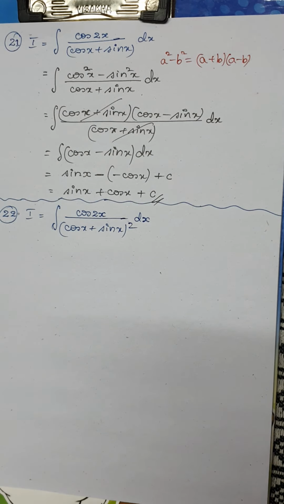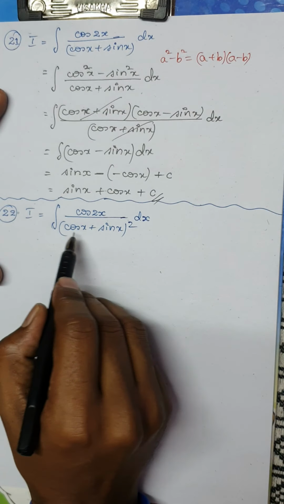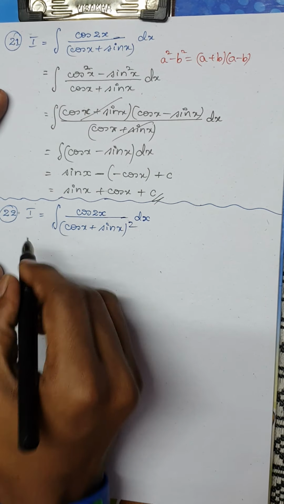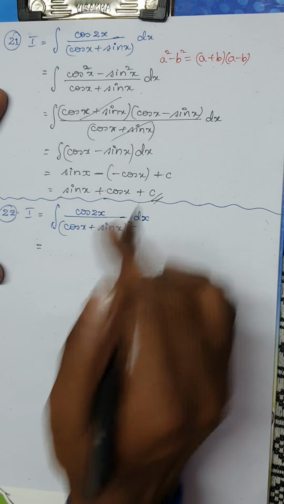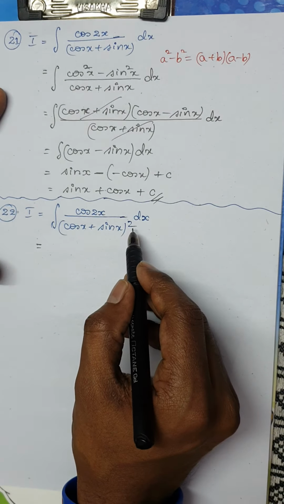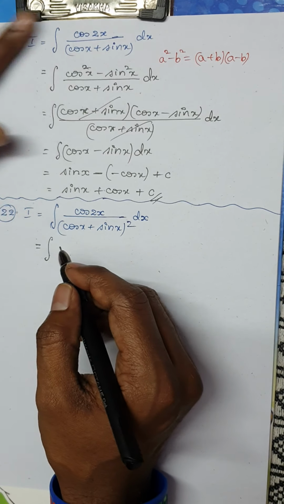Okay, dear students, the next integral is the integral of cos 2x divided by (cos x plus sin x) whole square dx. You can see here both the functions look alike. The only thing is, here I have a square in the denominator. But even here I'm going to consider the same process.